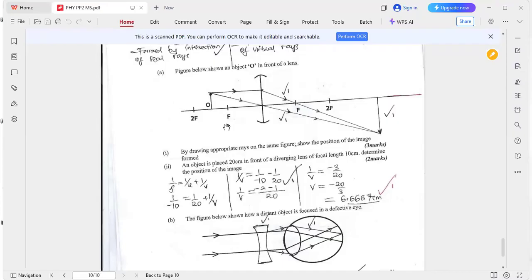In mirrors, we have four. A ray parallel to the principal axis is reflected through F. A ray that passes through the center of curvature, let's say this was C, strikes the mirror, then comes back through the same path. Then a ray through F is reflected back parallel to the principal axis. Then lastly, a ray that strikes a mirror at the pole goes back at the same angle. Those are four rules. But here we have three rules only.